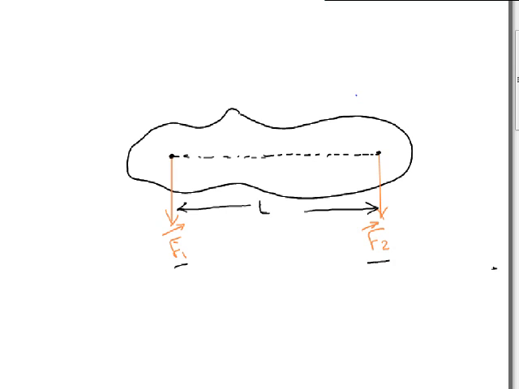Since F1 bar and F2 bar are parallel, we cannot use the parallelogram law to find the resultant, because parallelogram law requires that the forces meet at a point, which is not the case here. So we won't apply parallelogram law directly here, but we'll do something slightly different as shown here.